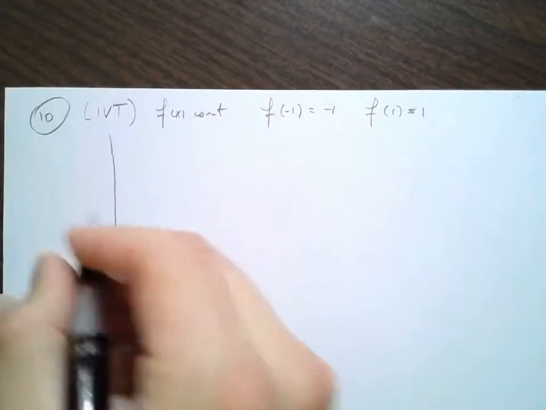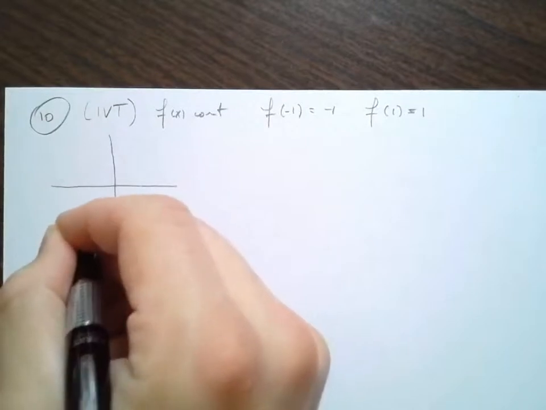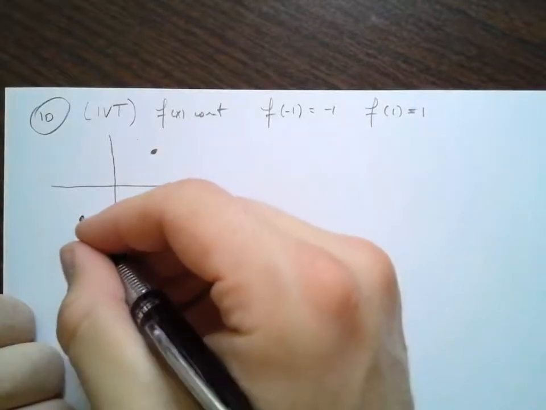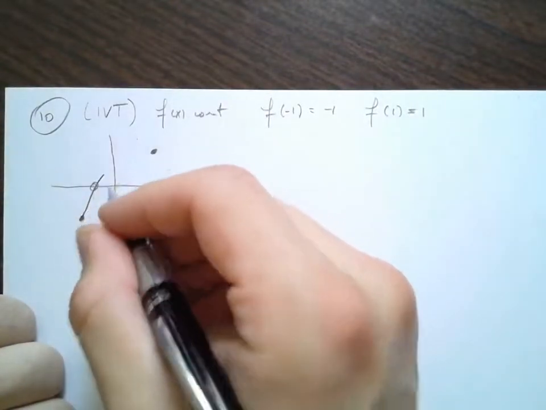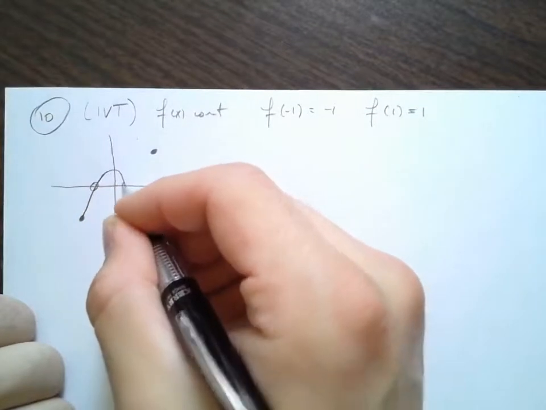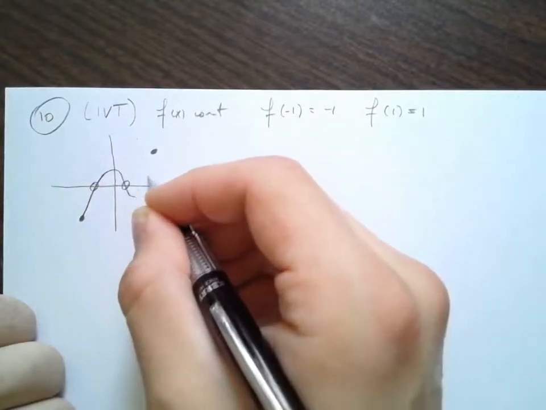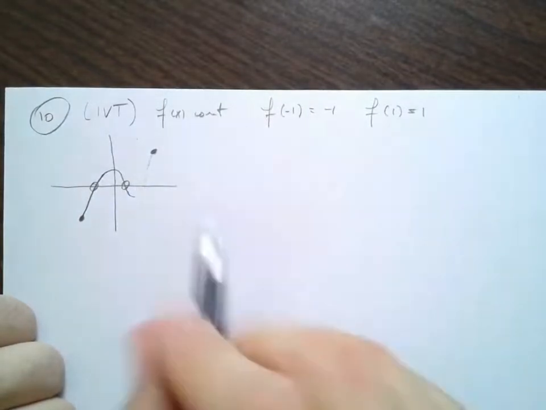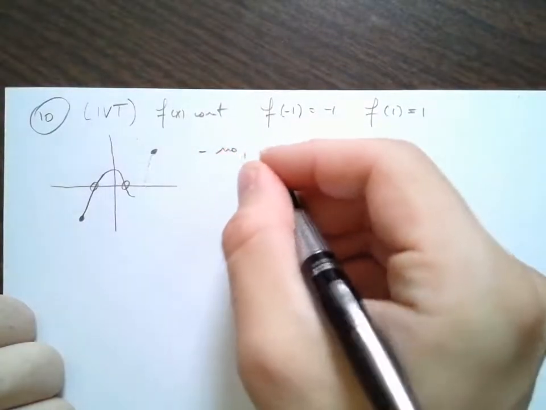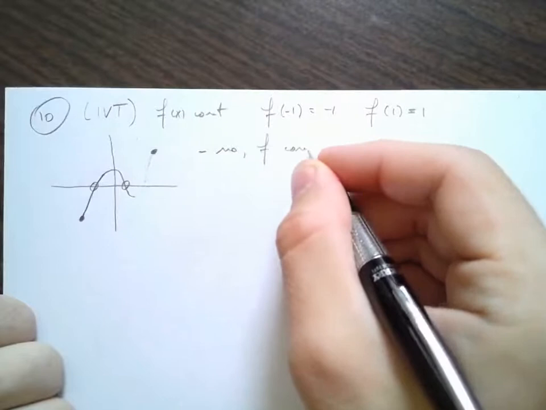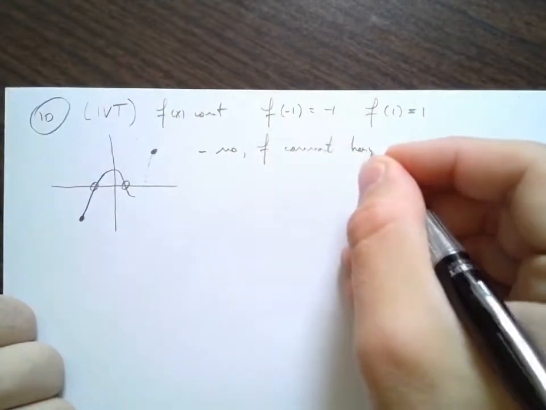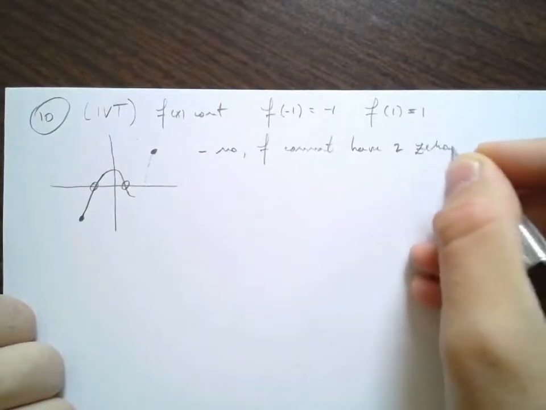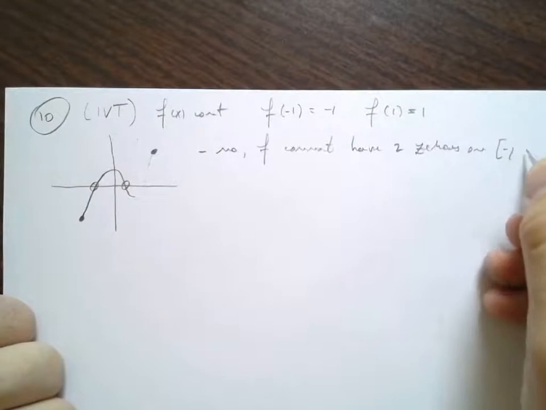So let's take a look at what such a function might look like. I know these are 2 points on the graph. If I were to have two zeros, I would have to cross the x-axis once, cross it again to create my second zero, but then I cannot come back to the top point here without adding an extra zero. So the answer is no, f cannot have only two zeros on the interval negative 1 to 1.